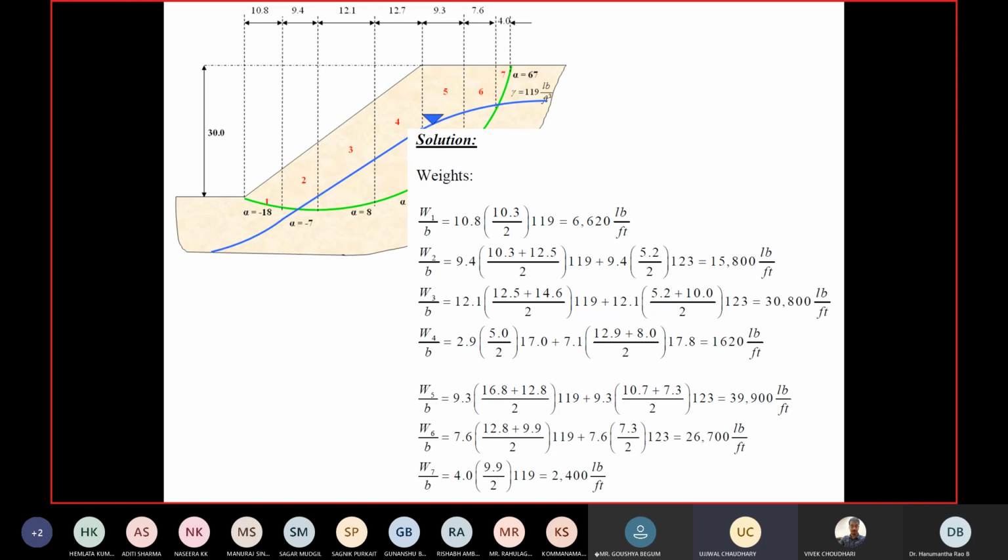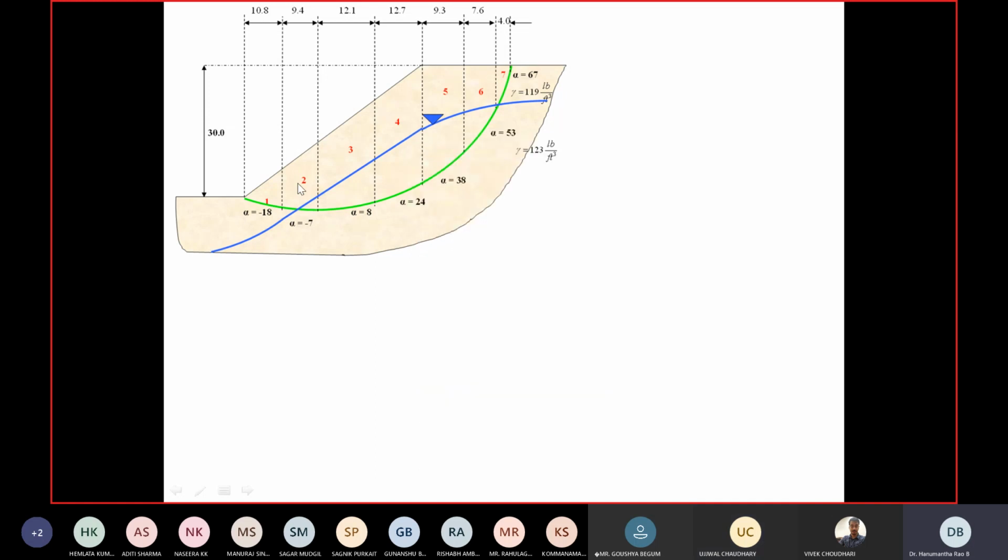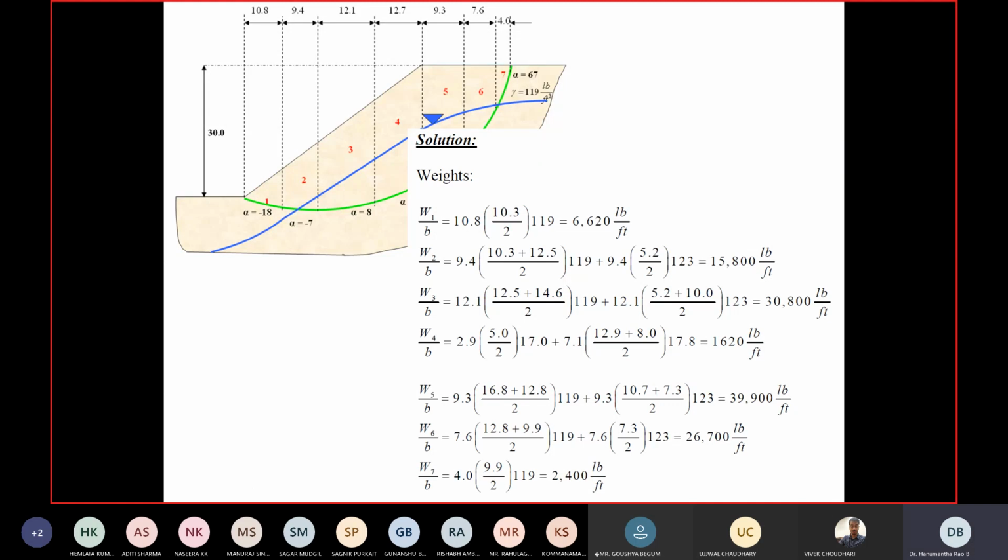So that half part is below the groundwater. See, the density of the soil above groundwater is 119. And the density of the soil below the groundwater is 123. If you look at slice 2, the majority of this area is above the groundwater and a small portion is below the groundwater. The height of the slice below the groundwater is 5.2.